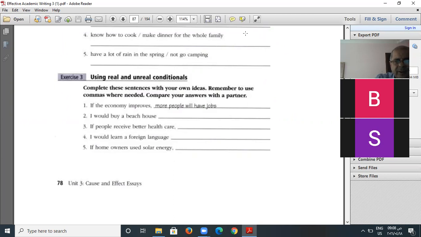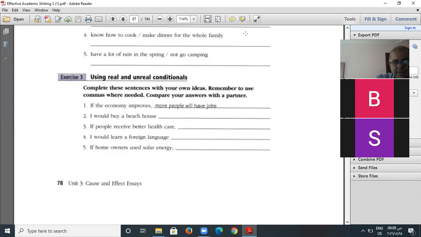Real. Why? What do we have in the if clause? Simple present, which is improves. And in the main clause we have will. So this is a real condition. If the economy improves, comma, more people will have jobs. Or we say, more people will have jobs if the economy improves. Okay, next.